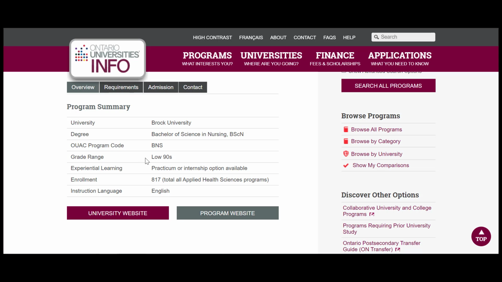And because it's low 90s, it's a heads up that this is a highly competitive program. Low 90s is the minimum expectation. If you had a low 90 mark, it would probably mean that you might be considered, but you may not be given an offer of admission. So that's something to really think about when you're considering a nursing program. Highly competitive. It's not that you can't get into this program. It just might mean that we have to figure out a different way to get you there.